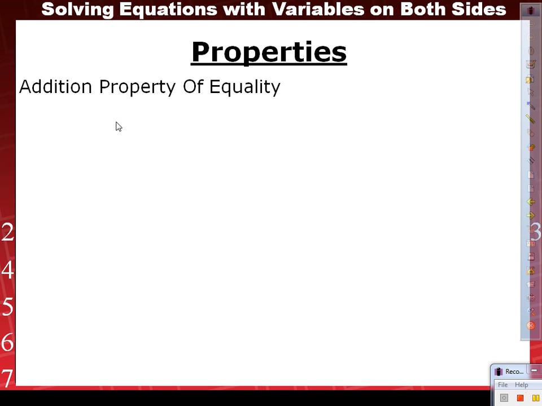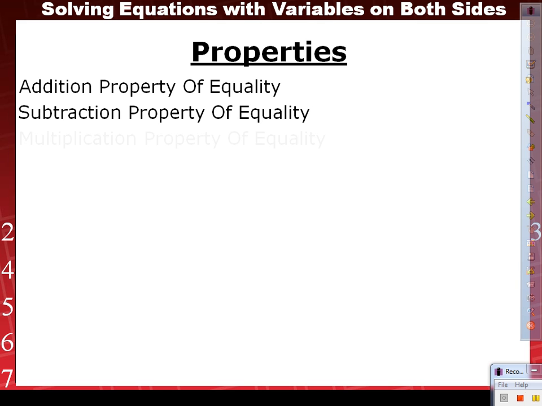So you remember what that does again? So copy this next property down. Subtraction property of equality. Tell your neighbor what that property does. That is correct. You subtract from both sides. Look at this next property. Multiplication property of equality. Tell your neighbor what that one does. Multiply on both sides of the equation. You're saying, why are you giving us these properties? Because tonight, after you solve, you need to show me all the properties you use.